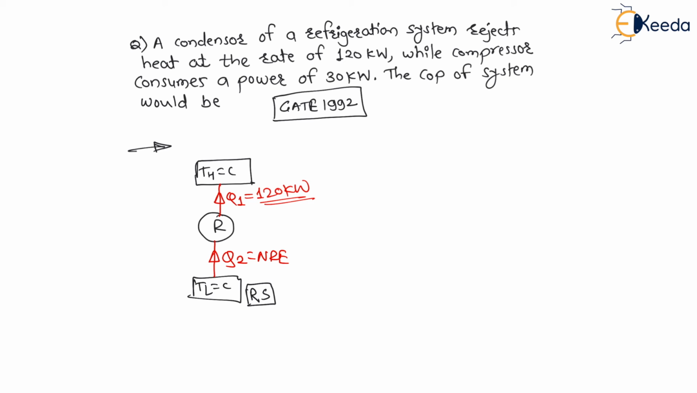And this refrigerator continuously consumes work of compressor. Therefore, there will be a work of compressor, which is 30 kilowatt as given in the question. It consumes power of 30 kilowatt, meaning it is the net work consumed by the refrigerator. And my dear students, the coefficient of performance of this refrigerator is nothing but net refrigerating effect divided by work of compressor, that is Q2 divided by work of compressor. So first of all, we have to calculate Q2.